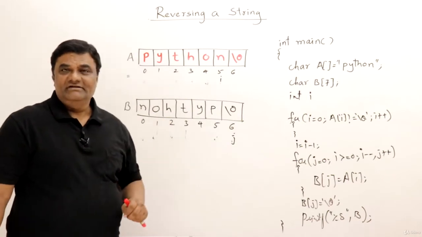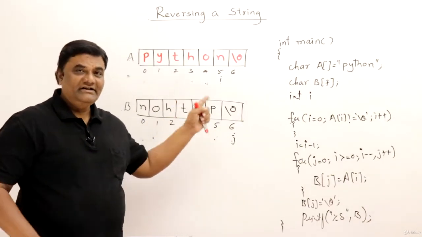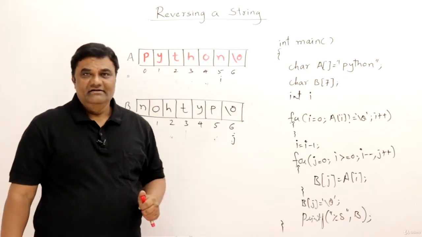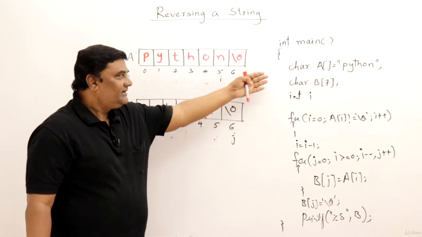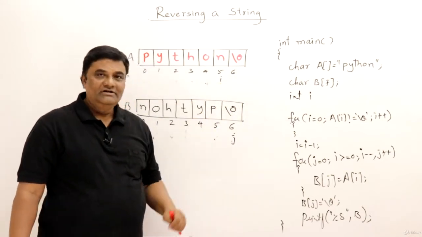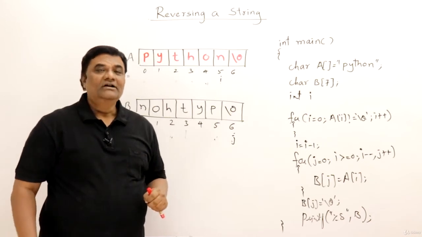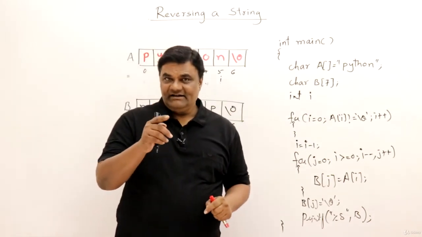So this is the first method. In this method, we have reverse copied a string into another array. That's all. You can try this program. You can take a string and one more character array, write this code and check it by yourself. Now the second method, I will show you how to reverse a string using the second method.